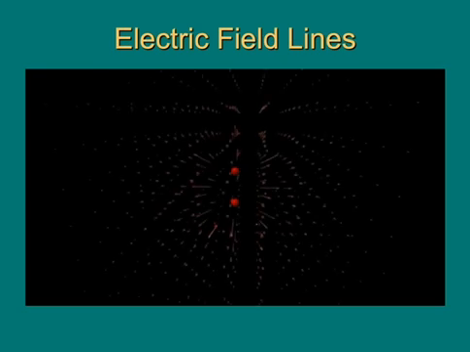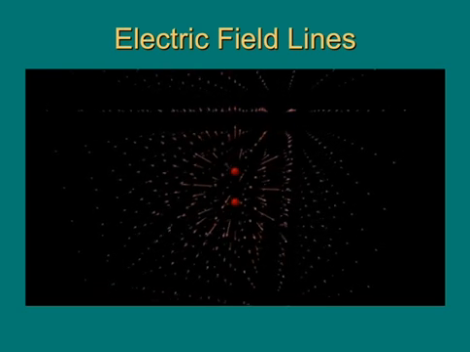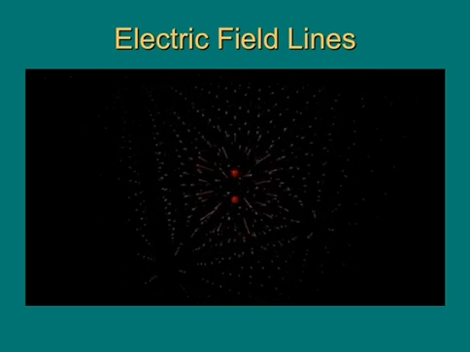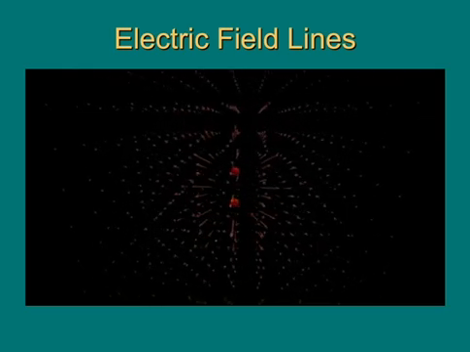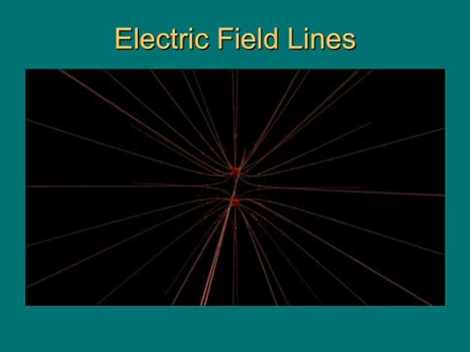For the two positive charges shown, the field reflects the symmetry of the charge configuration. Far away from the charges, the field acts essentially like it was produced by a single charge.